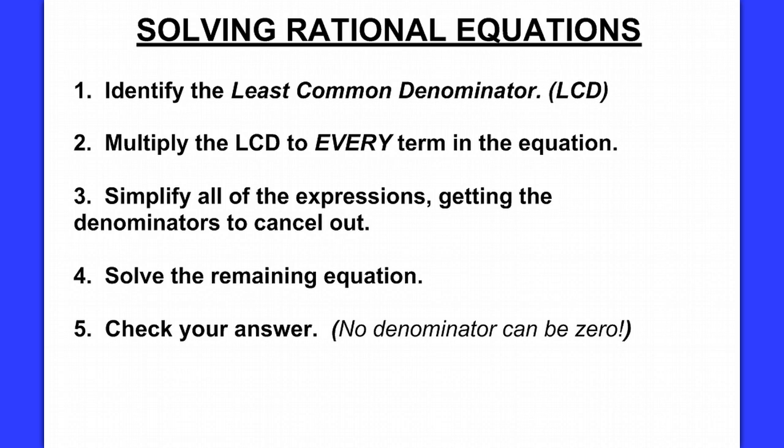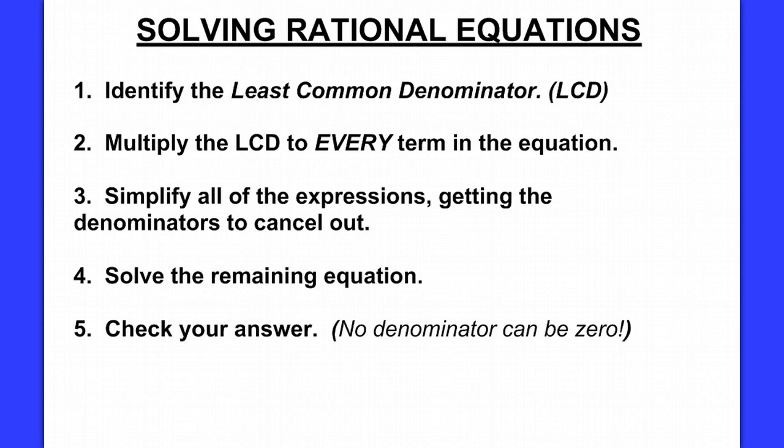The first thing you're going to want to do is identify the least common denominator of all the terms in the equation. Once you find that, you're going to multiply that least common denominator to everything there, every term in the equation, whether it's a fraction or not, every single item. Once you do that, you'll simplify all of your expressions out, and your denominators should all cancel at that point, leaving you with no denominators, no fractions in the problem.